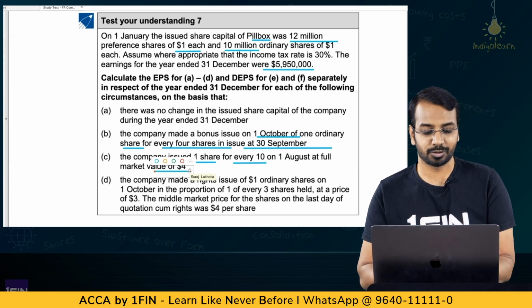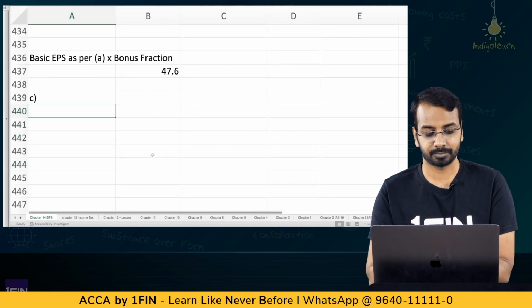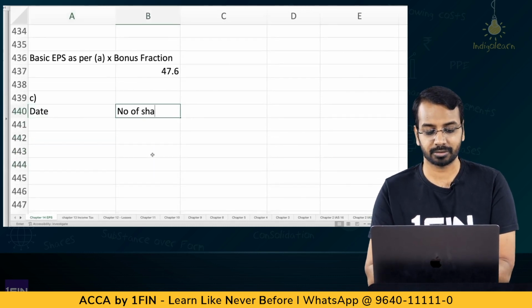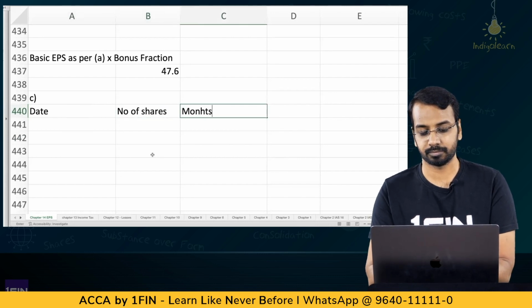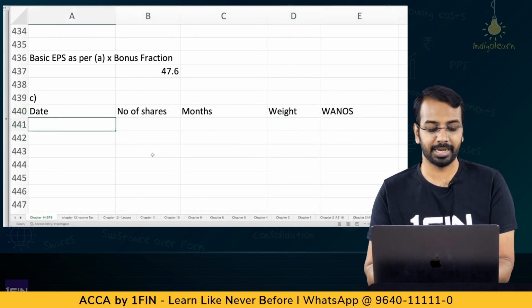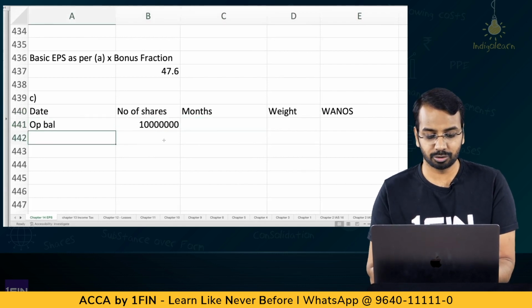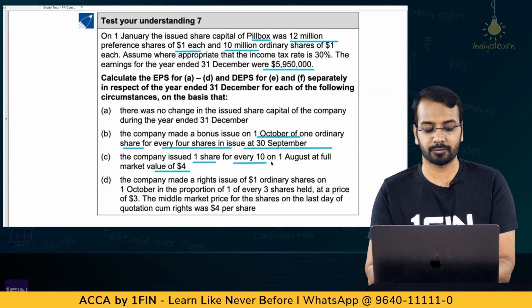the EPS. So in case of point number C, you will take date, number of shares, month, weighted average number of ordinary shares. So opening balance 10 million, and when is the issue happening? The issue happened on 1st of August.